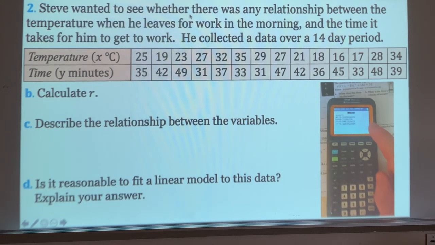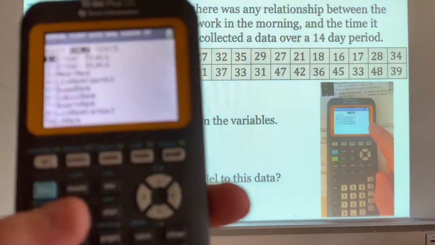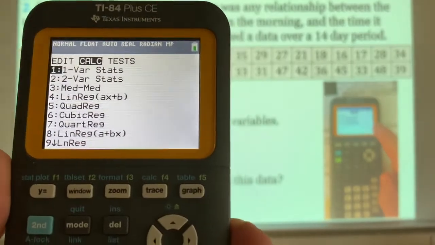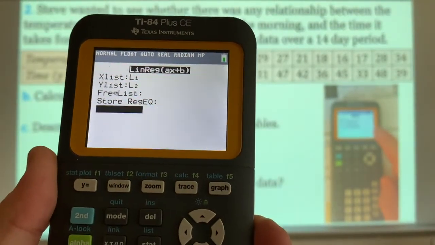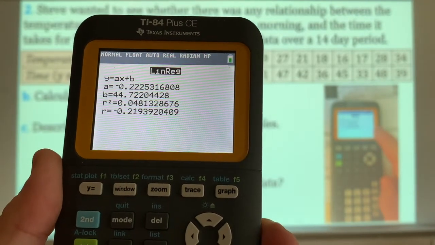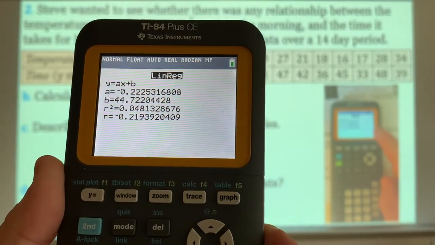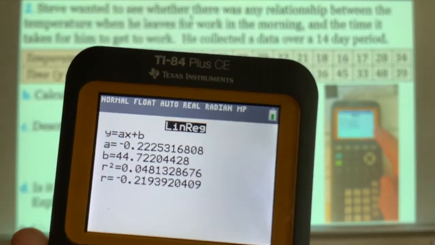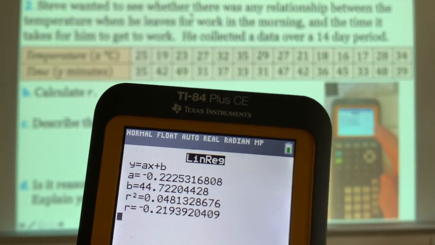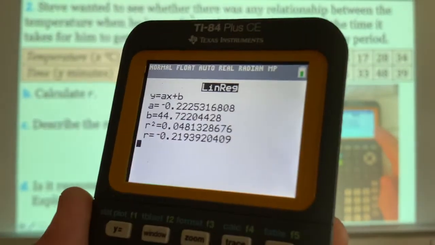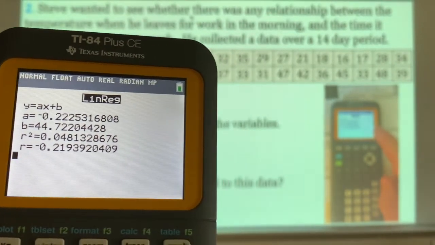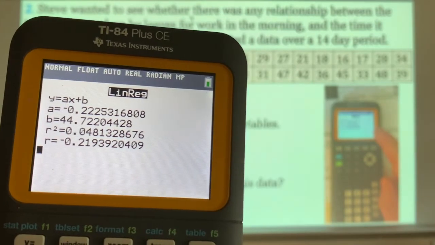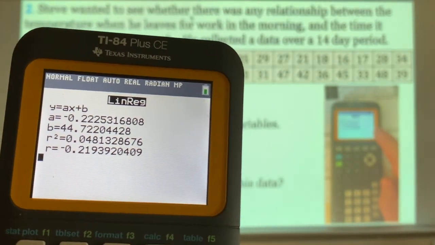Stat calc. I got this here. I got one right here. Stat calc. I didn't know I'd be so good with doing this. Lin reg. Calculate. There we go. My R is negative 0.21. Wow, is that a good R? No, that's terrible. We would not even use this line because we want at least 0.85 or negative 0.85 to use. This is an atrocious R. It's very weak.